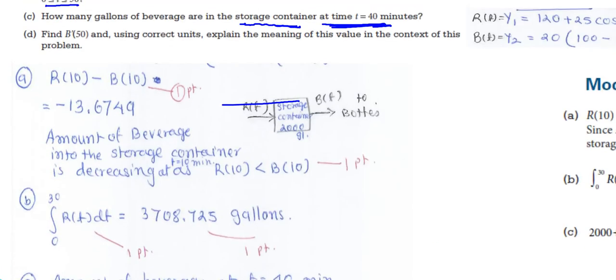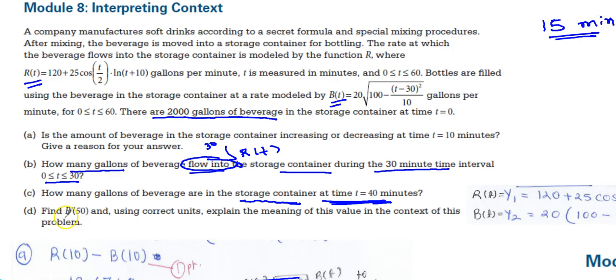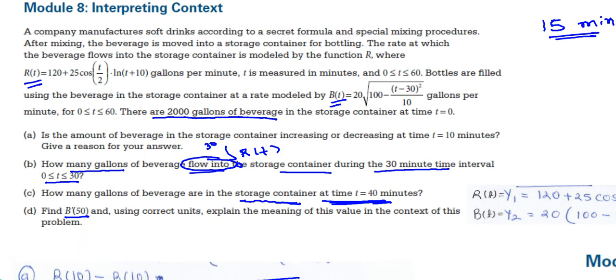Okay, let's take a look at the last part. Find B'(50). Using the correct unit, explain the meaning in context of the problem. In a free response question, each part is actually independent of the others. If you could not do the first one, try the second one. If you cannot do the second, try the third. To find B'(50), all you have to do is use the calculator on the home screen: d/dx of y2 at 50, and you will get the answer.